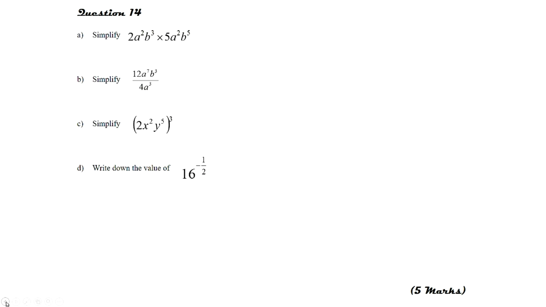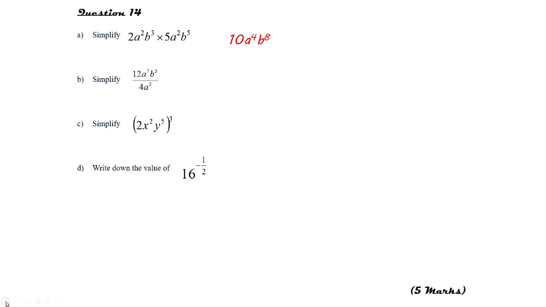Question 14. This question is all to do with indices. So in the first one, pretty simple, I'm going to deal with my numbers, then with my a's, then with my b's. So 2 times 5 is 10, a to the 2 times a to the 2 is a to the 4, and b to the 3 times b to the 5 gives me b to the 8.